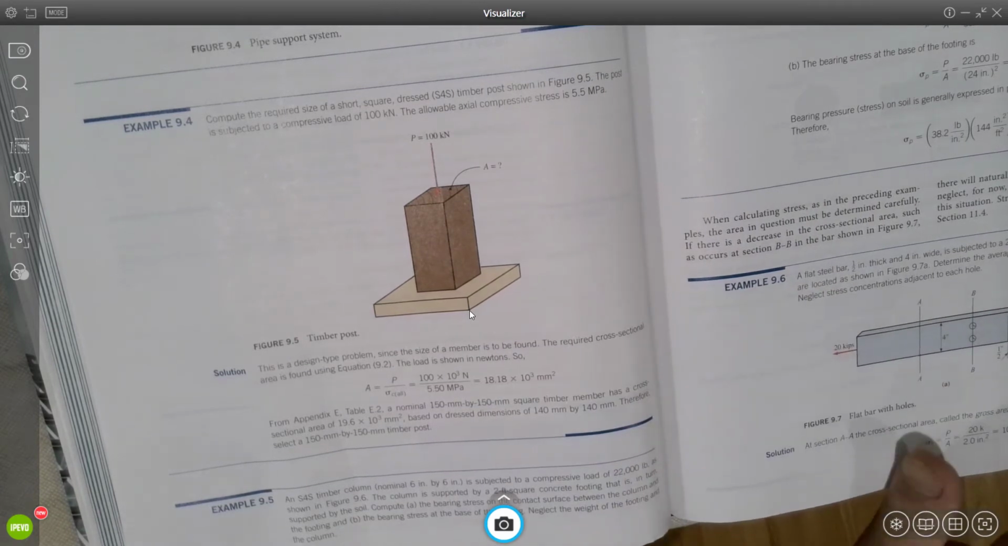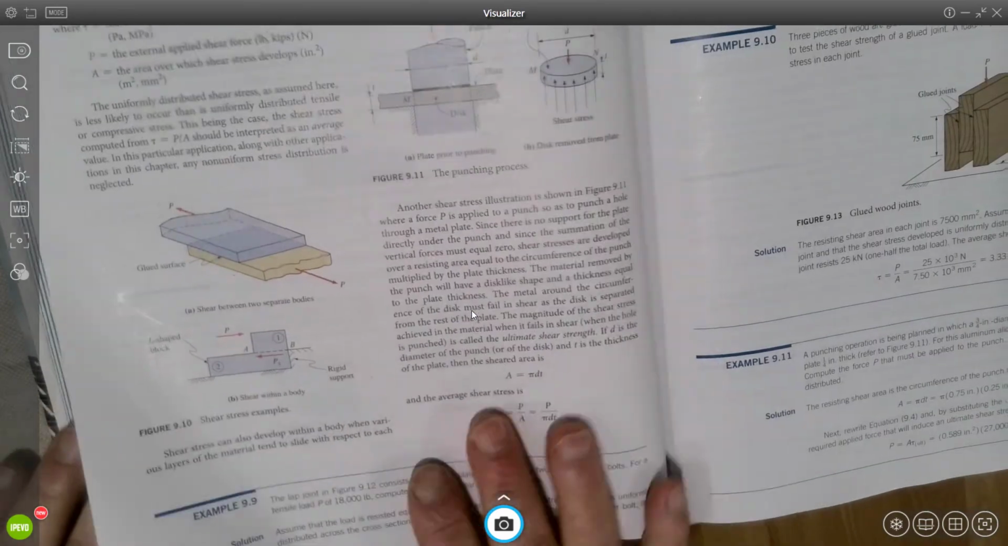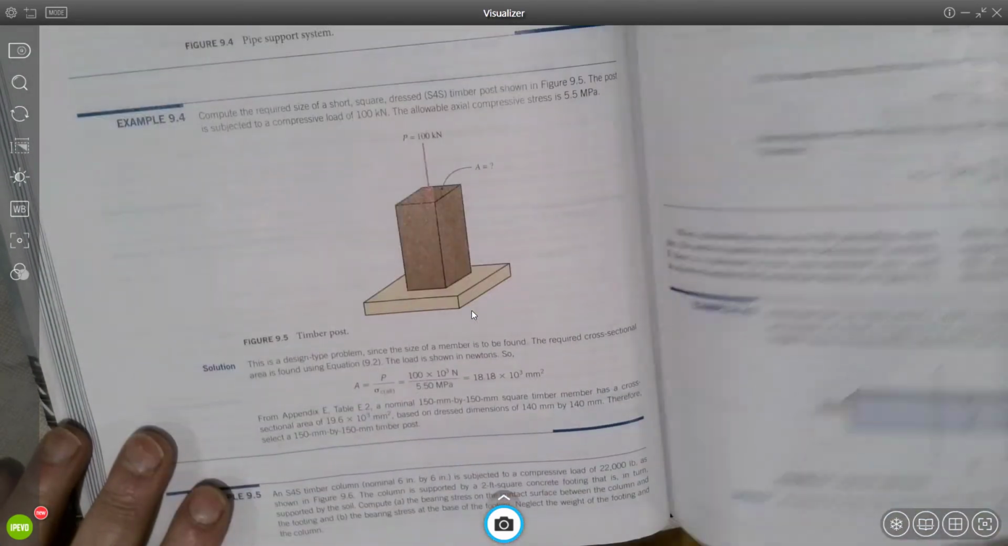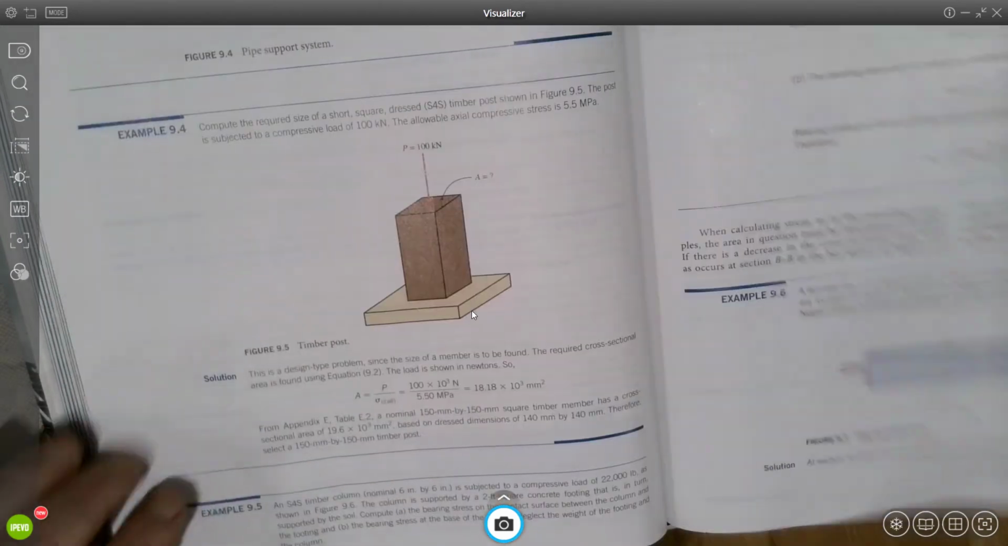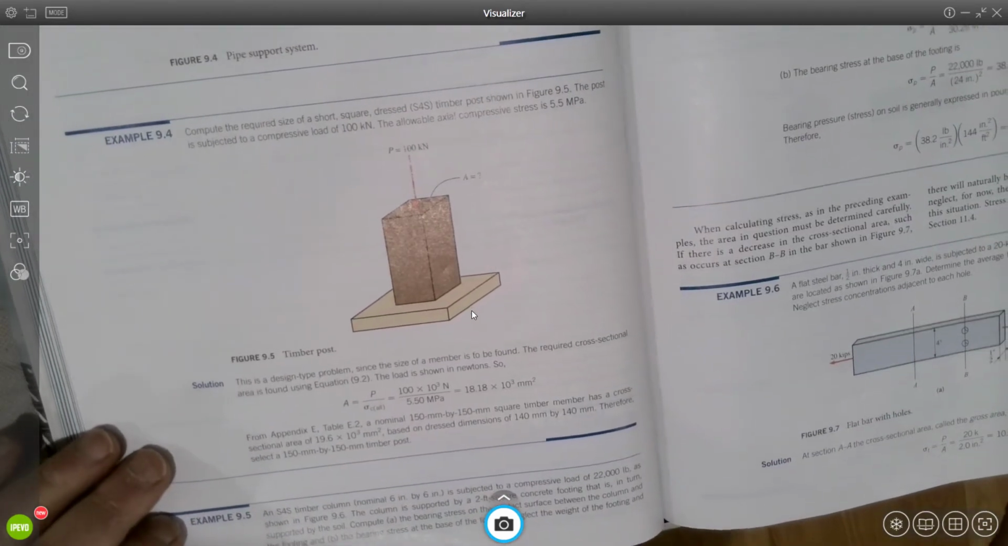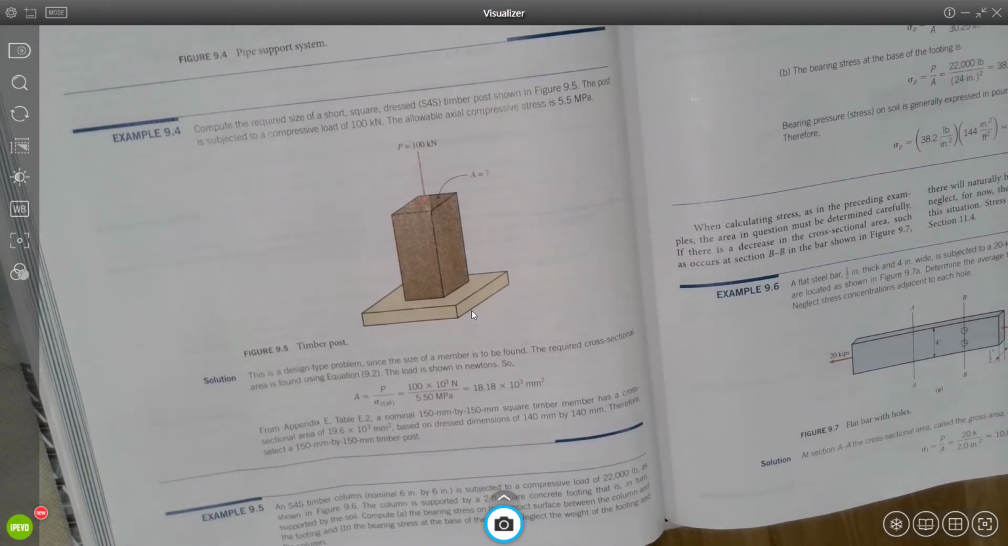That is the basics of tensile and compressive stress. The next section will be shear stresses. We're not going to go there yet. I'm going to keep these videos very short. So just P over A on this first one.